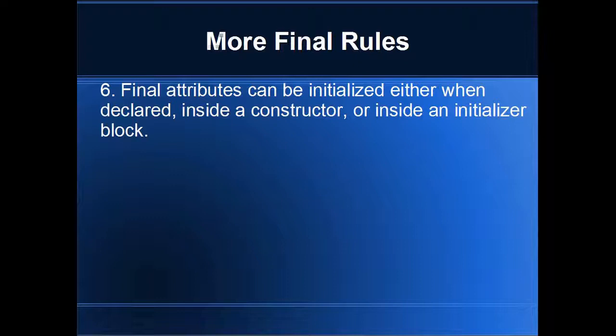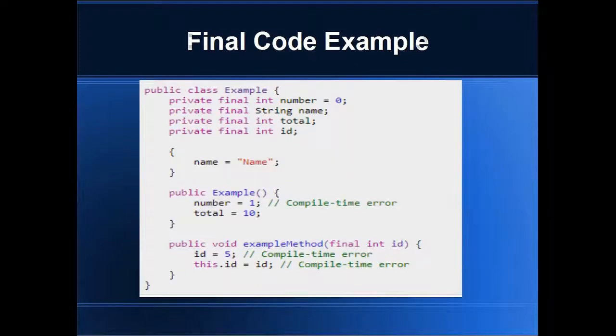Here's the code on how finals are used. You see the private number here. It's being initialized inside the initializer. You see the name is being initialized in the initializer. And you look at number. Once it's final, if you try to write over it in the constructor, it's a compile error, a checked error. It's not going to work. Even inside a method, you cannot declare final variables. Again, the certification is going to try to trick you on this question.